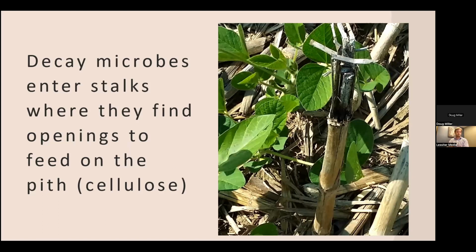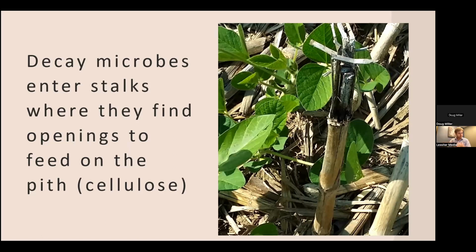And the basic answer is the decay microbes are going to enter those stalks any place they can, any place that they can break into the center of the stalk and get at the easiest sugars to decompose, which is the pith or the cellulose in the center of the stalk. And that's true for corn residue, soybean stubble, wheat straw, whatever you have.